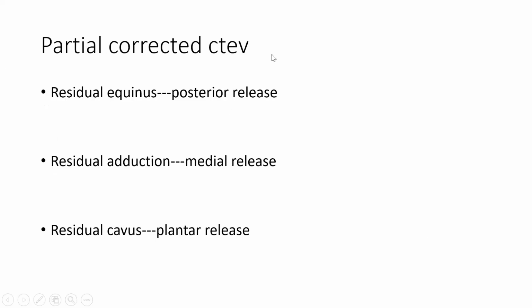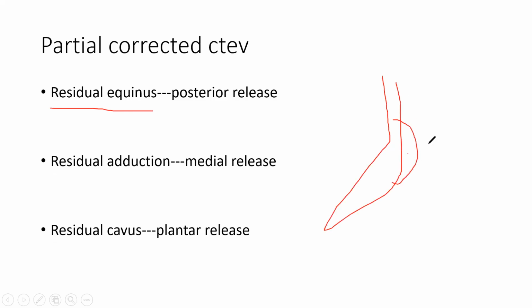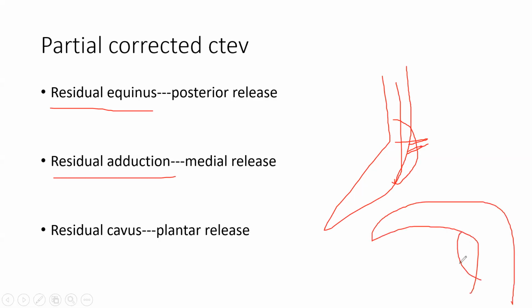Now this is a partially corrected CTEV. What is a partially corrected CTEV? You are trying to correct CTEV in all four deformities, but in the end you see that your equinus remains. So you have a residual equinus. Equinus is a problem of the posterior structures, so you do a posterior release. You release the tendo Achilles tendon. Then you feel there is some residual adduction, the adduction of the inversion problem. So medially you go and release it.